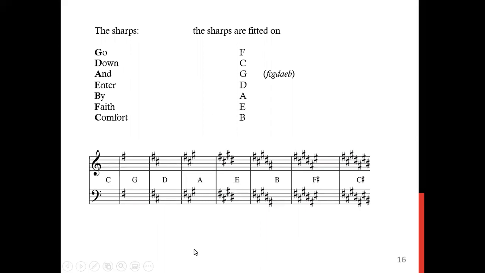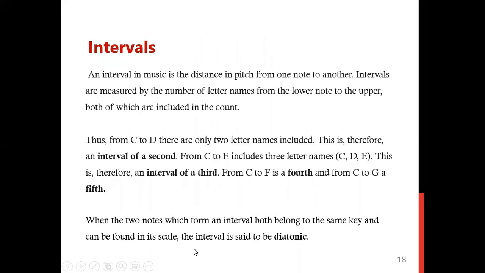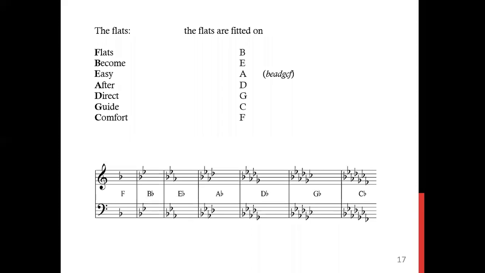So I know that FCG Daheb makes me know exactly where these sharps fit on my lines and spaces. Then, what about the flats? These are the flats. If you have one, you have F, two, B, three, E. So it means that flats become easy after Go Down and Enter By Faith Comfort.